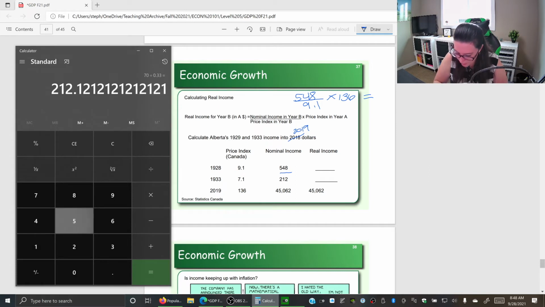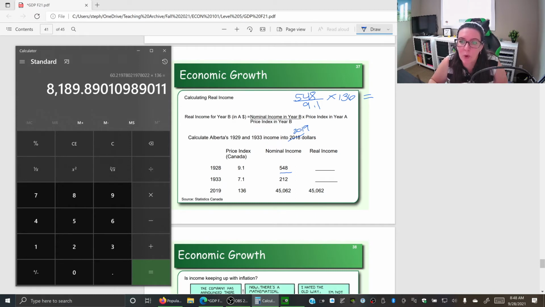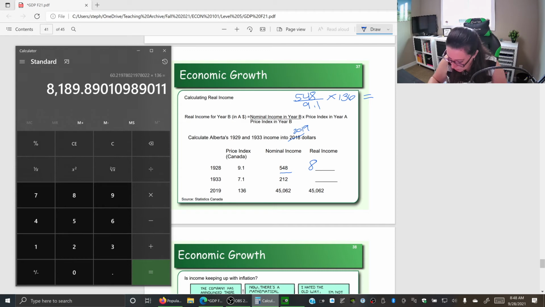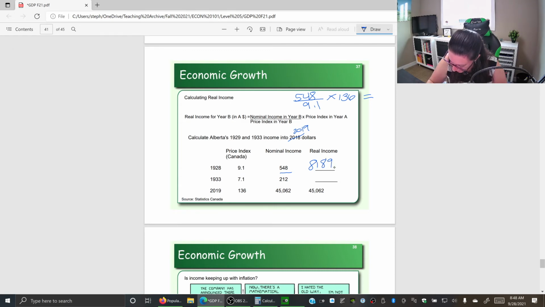Okay, so let's pull out our calculator. 548 divided by 9.1. Get a number there. Times 136. All right, so if in 1928 you were making $548, in 2019 that would be the equivalent of making $8,189.89 if you want to include the cents. Or we could round that to $8,190.